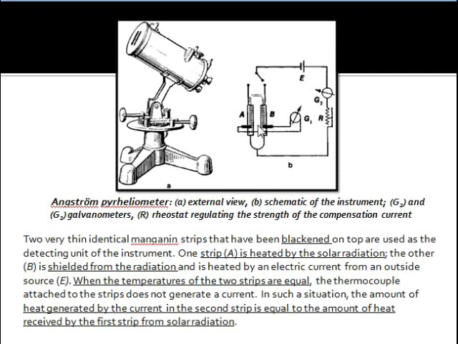It is connected in such a way that one end is heated by solar radiation, and the other end is covered with some blackening agent or some shading object, so that it is not exposed to sunlight. Then, because of this temperature difference, we can measure some voltage. But outside there is another circuit, an external circuit.